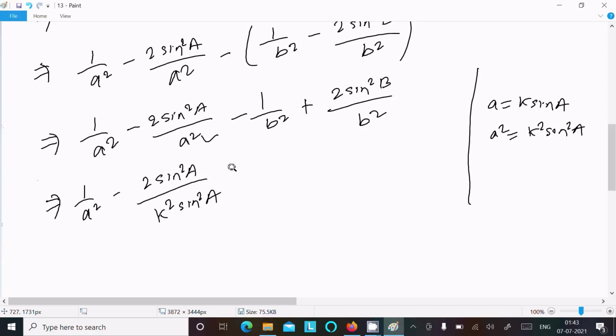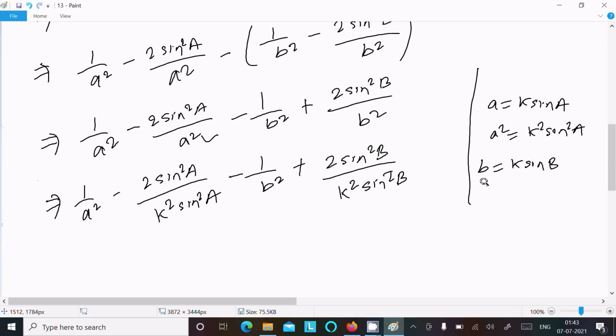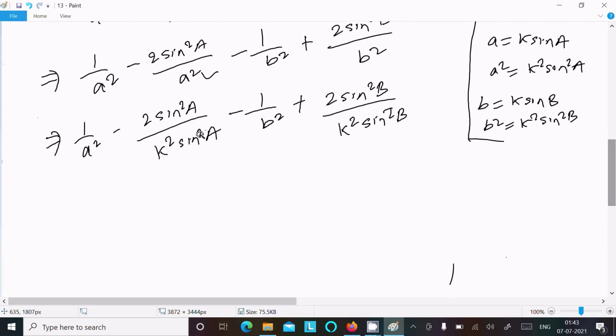So A square is K square sine square A, writing 1 minus 2 sine square A over K square sine square A, plus 1 over B square, with 2 sine square B over K square sine square B. Here B equals K sine B, so B square equals K square sine square B. After that, sine square A and sine square B cancel.